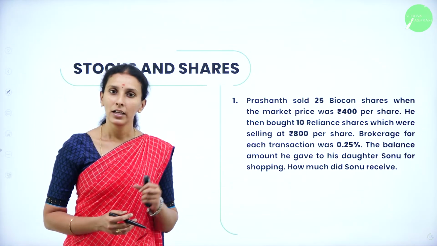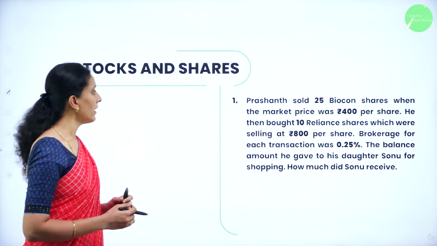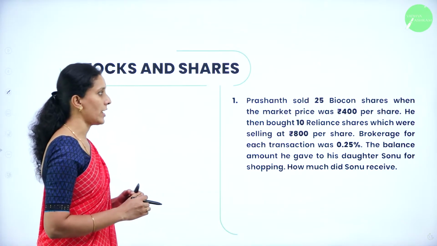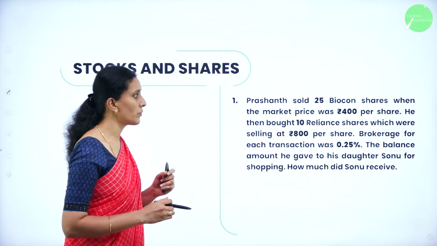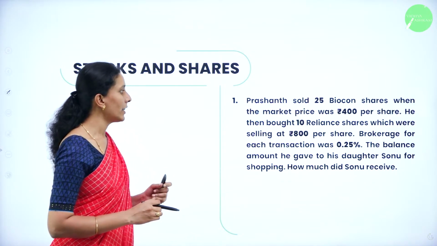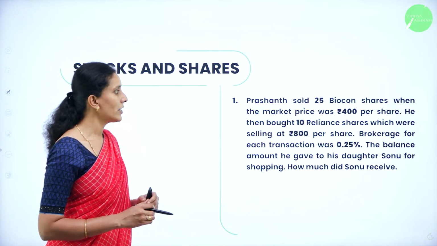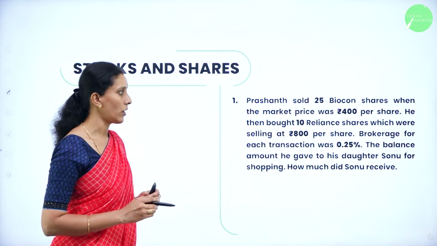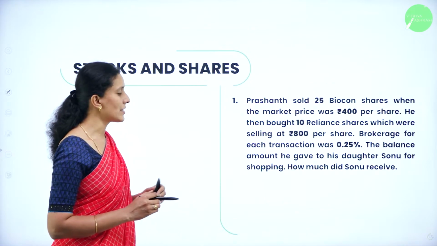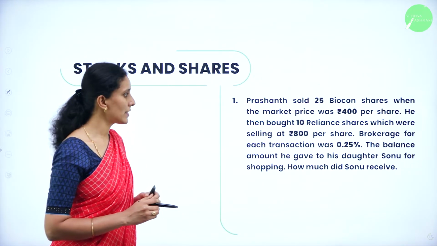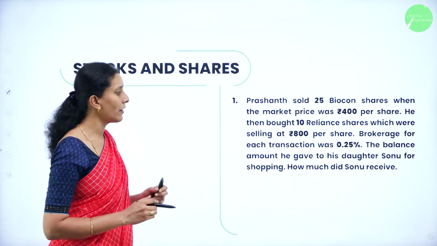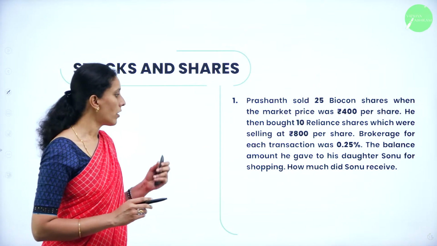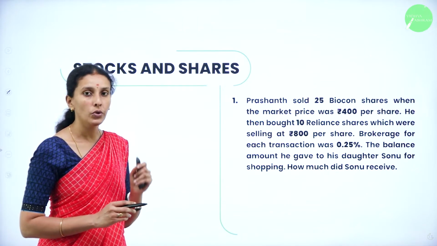So, let's take the questions again. Prashant sold 25 Biocon shares when the market price was 400 per share. He then bought 10 Reliance shares which were selling at 800 per share. Brokerage for each transaction was 0.25%. The balance amount he gave to his daughter Sonu for shopping. How much did Sonu receive?